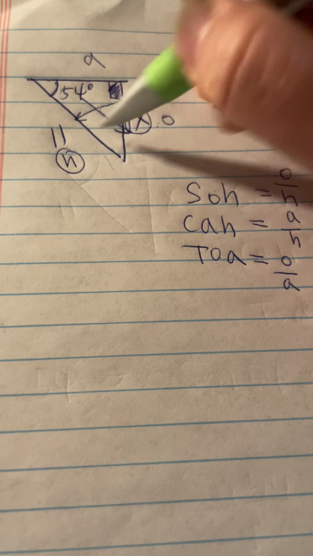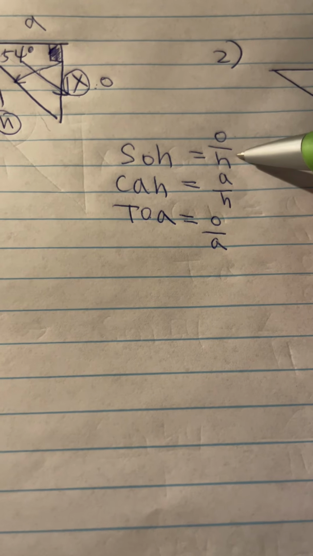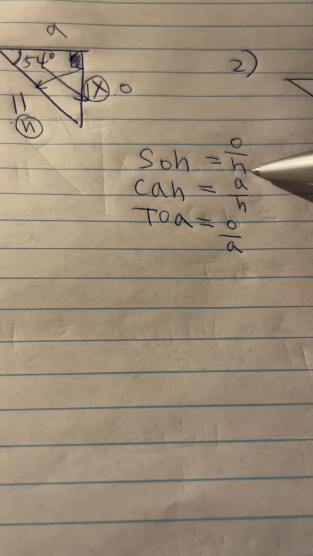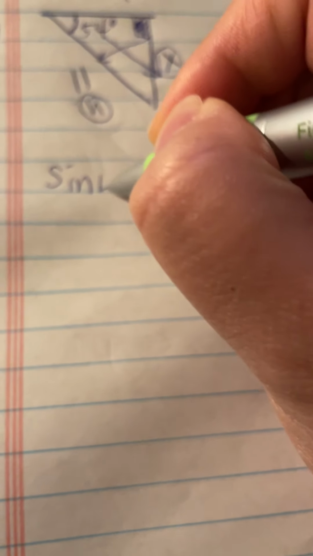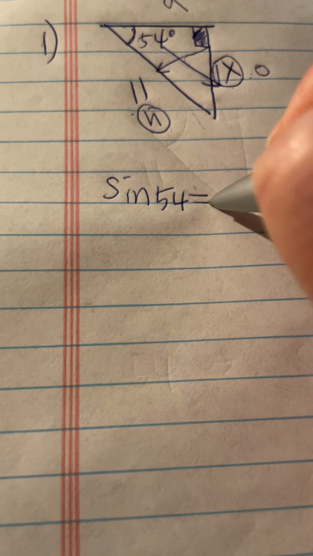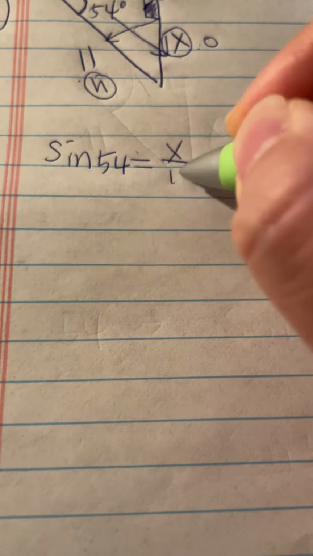So you have O and H labeled, so you want to use O and H, sine, because sine is opposite over hypotenuse. The others you cannot use. So what you're going to do is write sine 54 equals opposite over hypotenuse. That's the ratio. So you have x over 11.